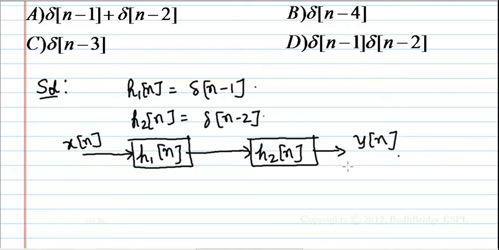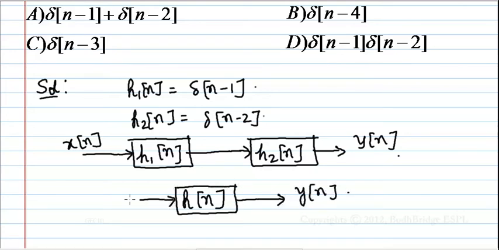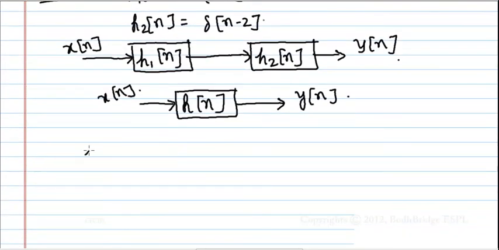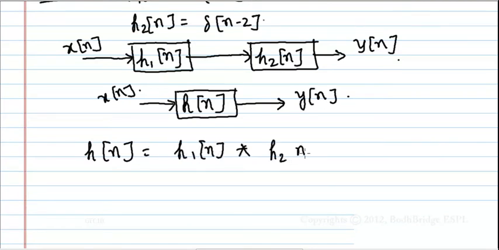Now we need to find the equivalent transfer function, or the block h[n], which gives the same output y[n] for the same input x[n]. We know that the equivalent will be h[n] equal to the convolution of the first and second transfer functions, that is h[n] = h1[n] * h2[n]. Since we know h1[n] and h2[n], we can directly convolve and get the final output h[n]. This is one way of doing this problem.